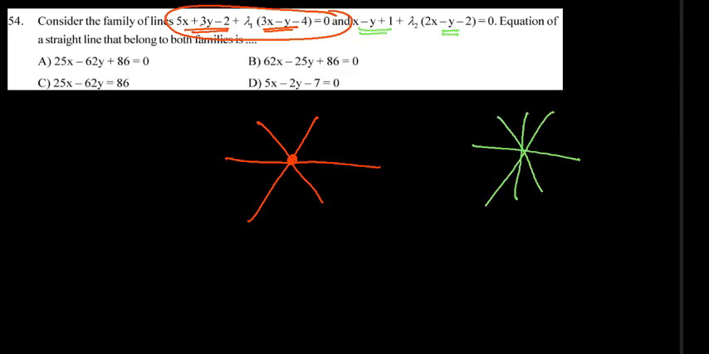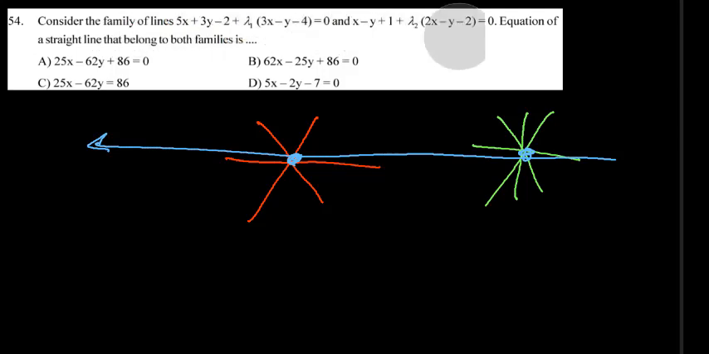Okay, what we want to find out is the equation of a line which passes through both the families, means a line which passes through these two families. Such an equation we should find. So it is enough to find the point of concurrency of the first family and the point of concurrency of the second family. By using two-point form, I can find the equation of the straight line.